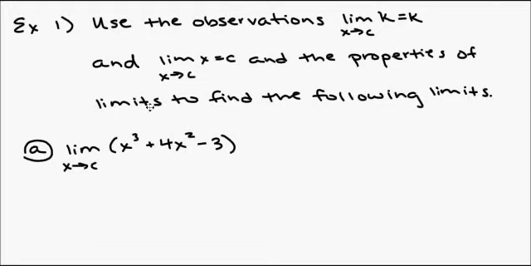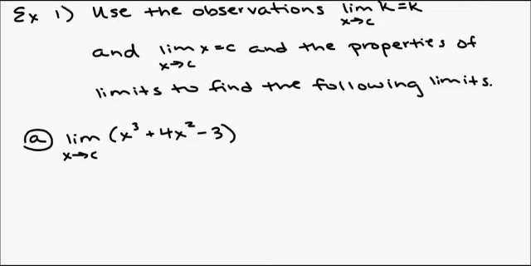Okay, example 1. Use the observations, the limit as x tends to c of k equals k, and the limit as x tends to c of x equals c, and the properties of limits to find the following limits. So basically we're using what we talked about on the first 2 slides to solve a couple problems.